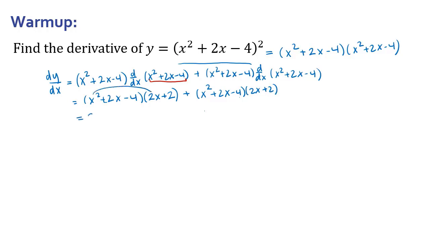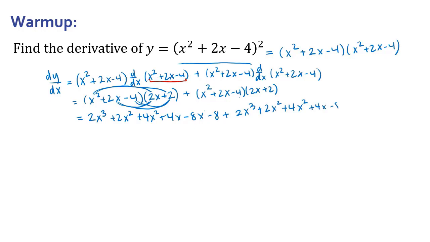This is going to give us 2x cubed plus 2x squared plus 4x squared plus 4x minus 8x minus 8, plus, and then we'll have the same thing: 2x cubed plus 2x squared plus 4x squared plus 4x minus 8x minus 8.